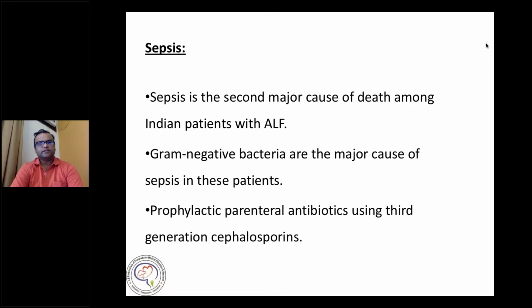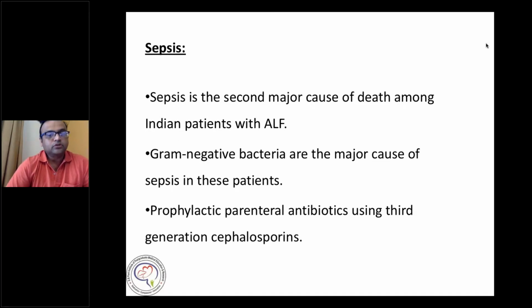The other complication is usually infection. I told you that acute liver failure is usually associated with immune paralysis. So sepsis is very high on the cards. Most of the time it is gram-negative bacteria. And in our setup we invariably use parenteral broad spectrum antibiotics, usually the cephalosporins, with fluoroquinolones, which give a very good result in patients with acute liver failure.